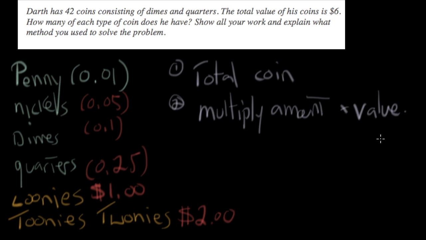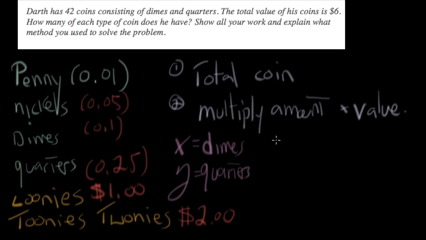So taking a look at this, Darth has 42 coins. They're dimes and quarters. Okay? Well, what do you want things to be? I want x to be dimes and y to be quarters. If they are 42 in total, then you know that x plus y is going to be 42. That just makes sense.